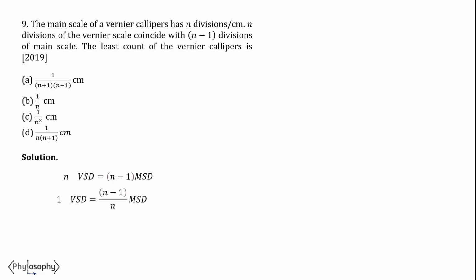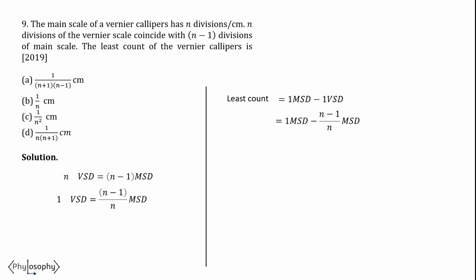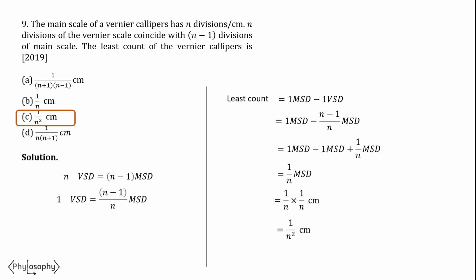Therefore, 1 vernier scale division equals n-1 over n main scale division. Therefore, least count is given by 1 main scale division minus 1 vernier scale division, which equals 1 main scale division minus n-1 over n main scale division, which equals 1 over n main scale division. Again, 1 main scale division equals 1 over n centimeter. Therefore, we can write 1 over n times 1 over n centimeter, which equals 1 over n square centimeter. Therefore, option C is the correct answer.